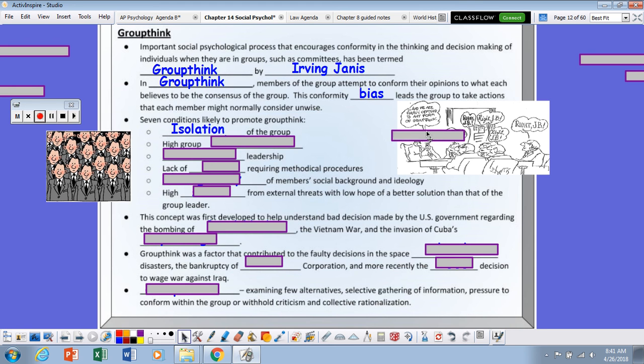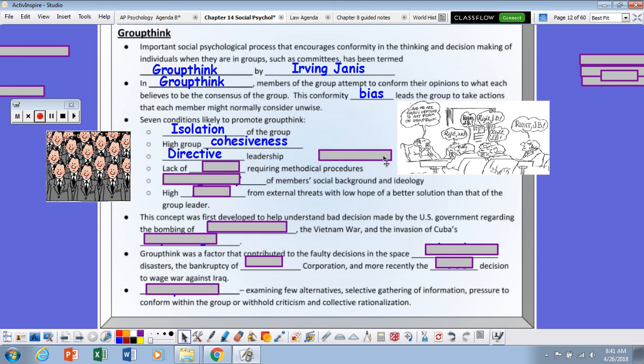Seven conditions promote groupthink. 1, the isolation of the group. High group cohesiveness, meaning that everybody in the group is of the same background, maybe the same age, the same educational standards, economic standards. Directive leadership, meaning that it's very authoritarian. The lack of norms requiring a methodical procedure, meaning that you're not following a strict agenda, you may not be following the protocol of how things are to be done. Homogeneity of the members' social background and ideologies, so are they all conservative, are they all of the same religious makeup? And then high stress from external threats with low hope of a better situation than that of the group leader.